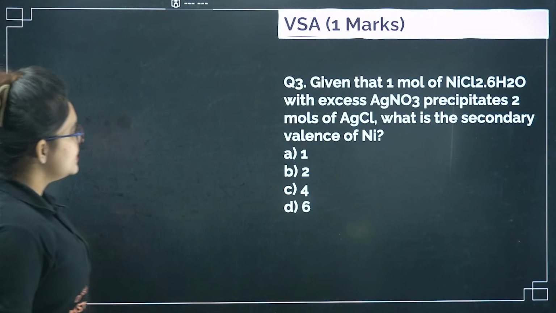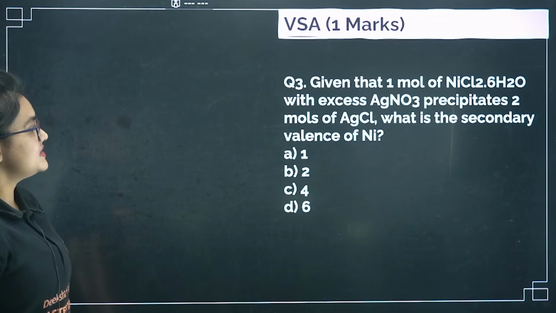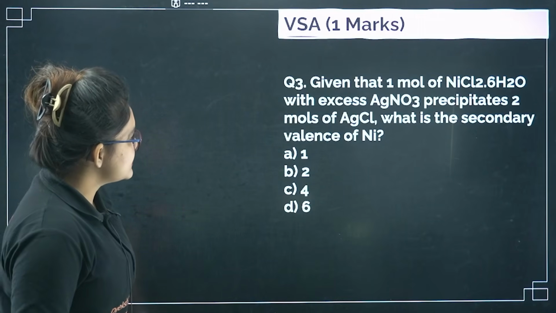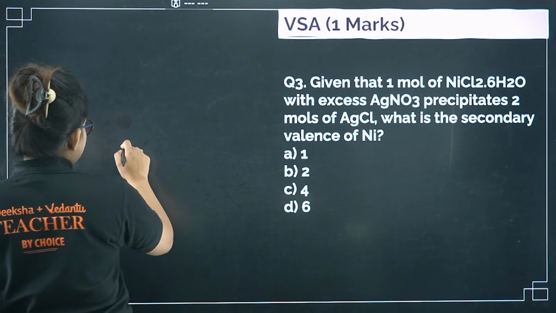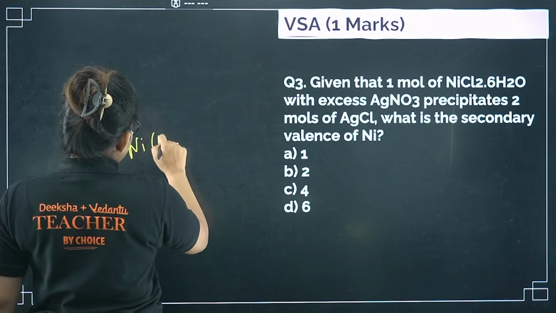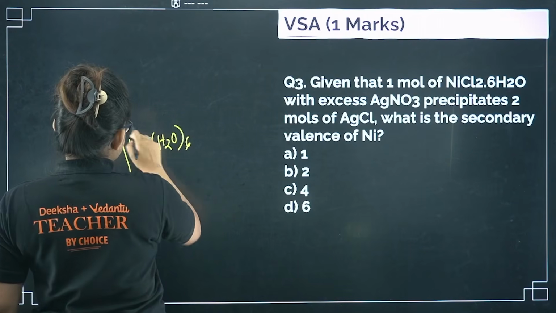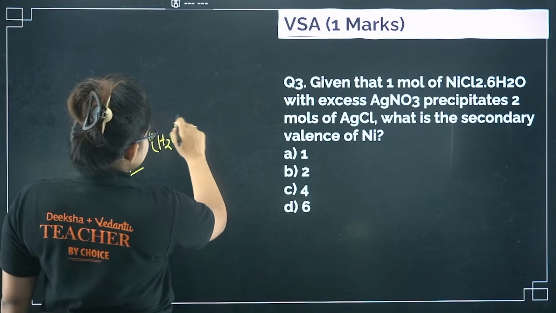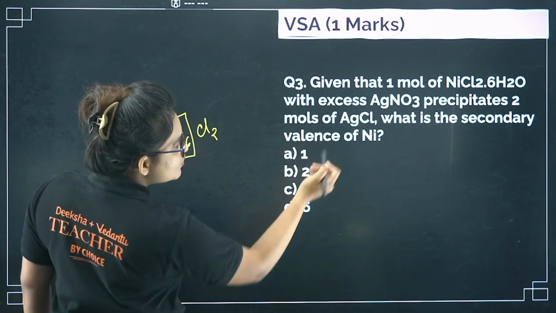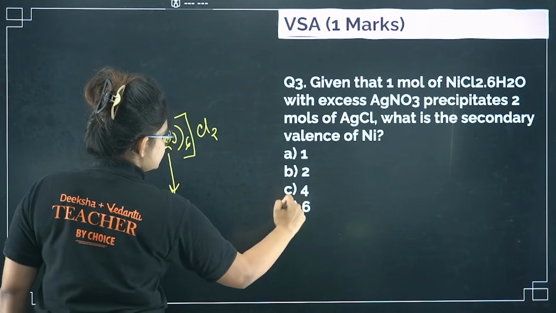Let's proceed. Given that 1 mole of NiCl2·6H2O with excess AgNO3 precipitates 2 moles of AgCl. What's the secondary valency of nickel? So if I draw the structure, then [Ni(H2O)6]. See, secondary valency is 6 because 2 Cl needs to be outside to give 2 moles of AgCl precipitation. So, secondary valency is coming 6, right.